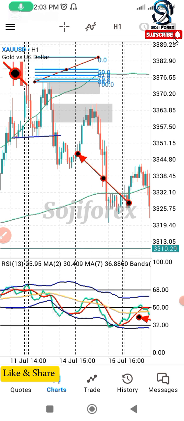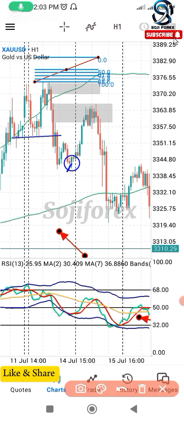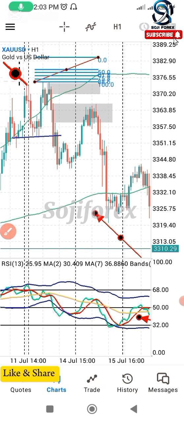Now, what is the next thing? I will now be waiting for price to pull back into this point of interest that I have marked. When price begins to pull back into this point of interest, I am already celebrating because I know that price pulling back here is now an opportunity for me to make my entry. What entry? It is a sell entry, right?